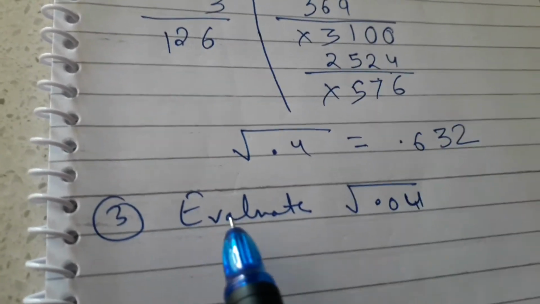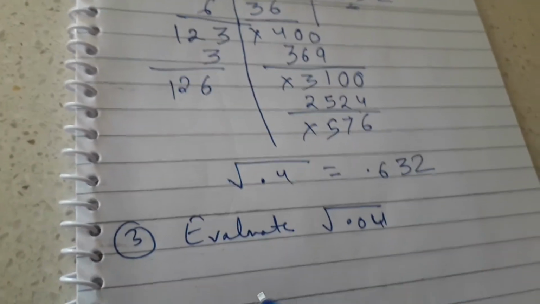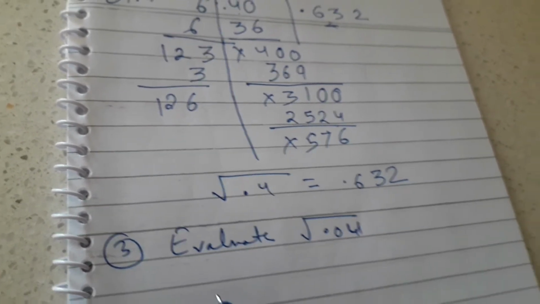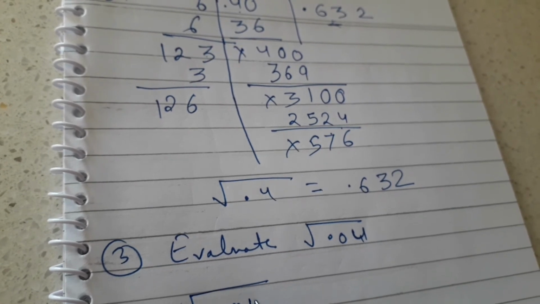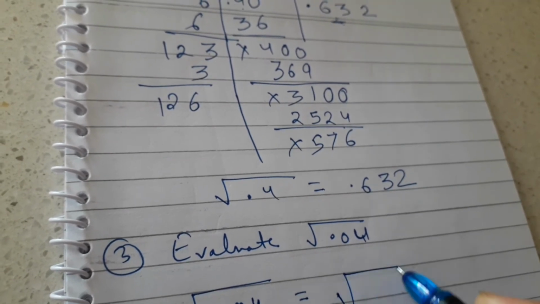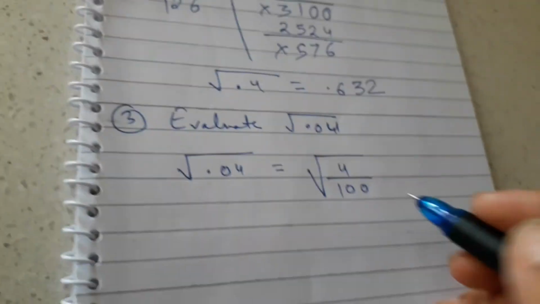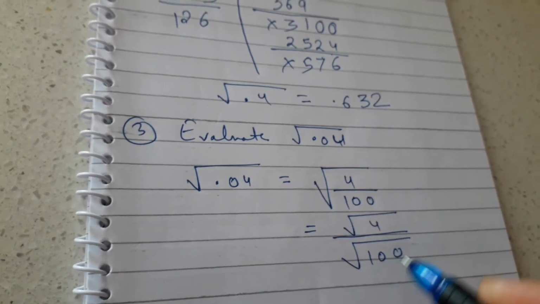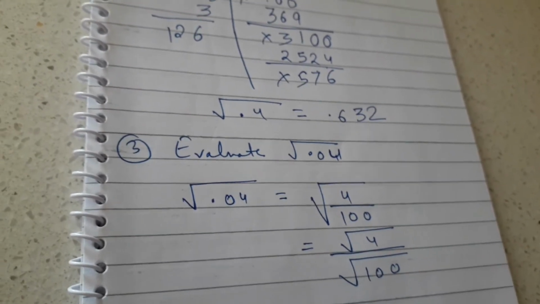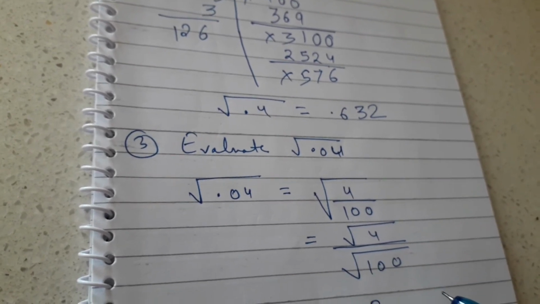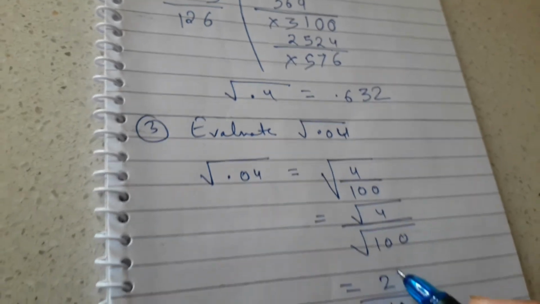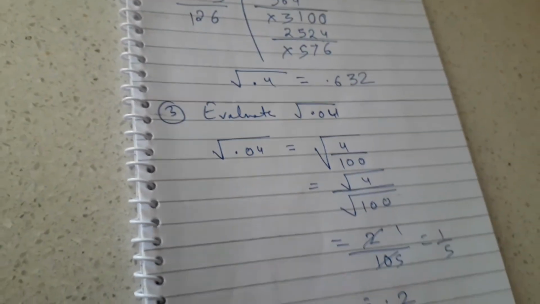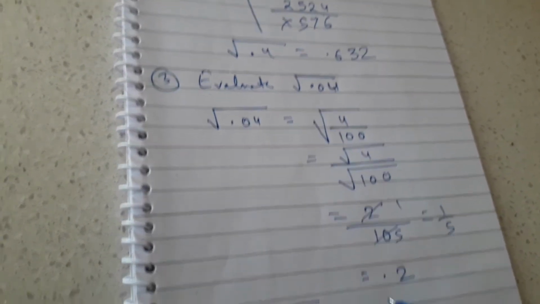Let's take one more example. If we have to evaluate the square root of 0.04, then how to do it? 0.04 is already an even number of places, so we don't have to add 0. We can write 0.04 as 4 by 100 if we convert it into a fraction. It means we have to find the square root of 4 and the square root of 100. The square root of 4 is 2, and the square root of 100 is 10. So it's coming 2 by 10, which means 1 by 5. So the square root of 0.04 is 0.2.